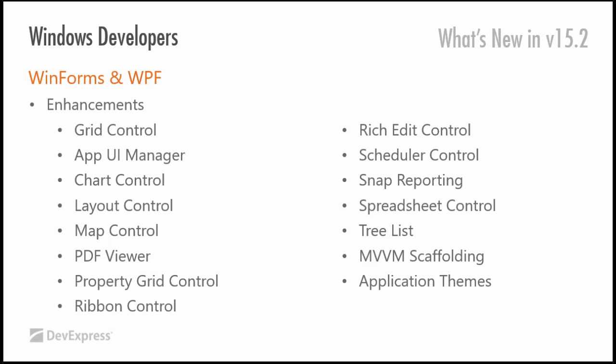The ability to comment within comments and exposing an API to see the structure of a rich text edit document. Scheduler control, performance improvements there. Snap reporting. Not quite sure what we've done for snap reporting, to be honest. That's WinForms. That's not my bit. Spreadsheet control, we've added pivot table, tree list, there's some changes there.